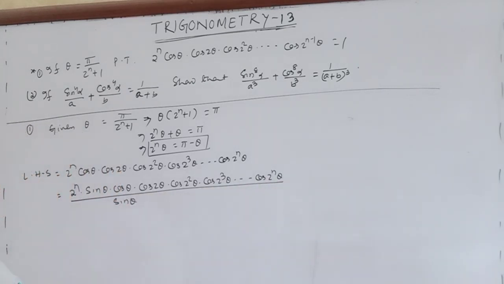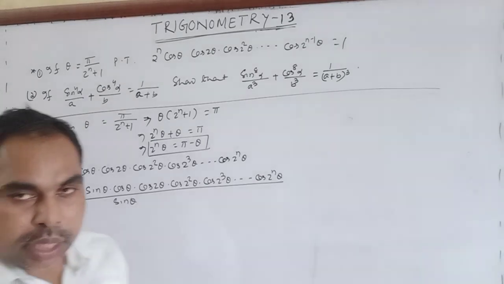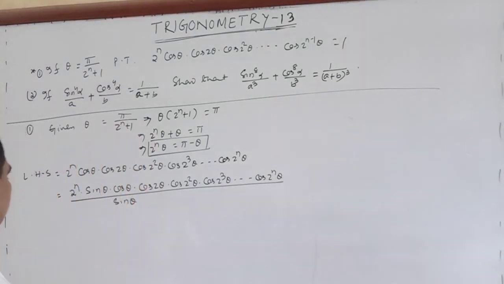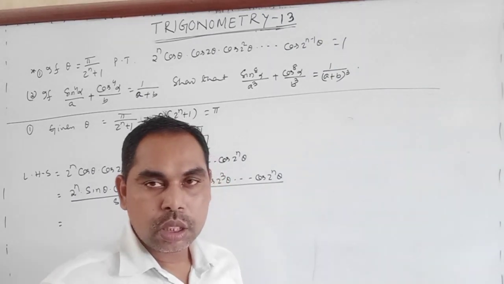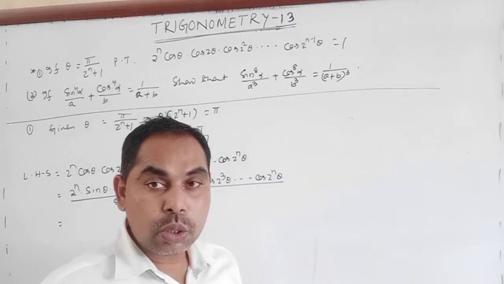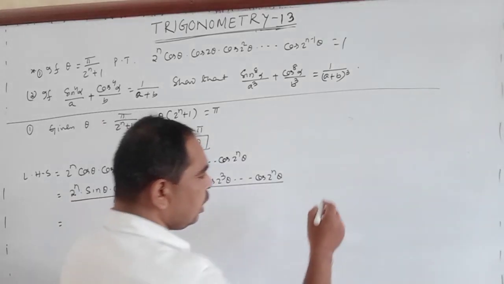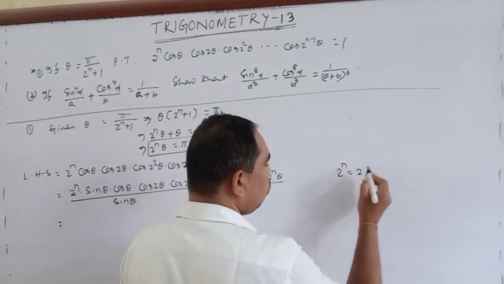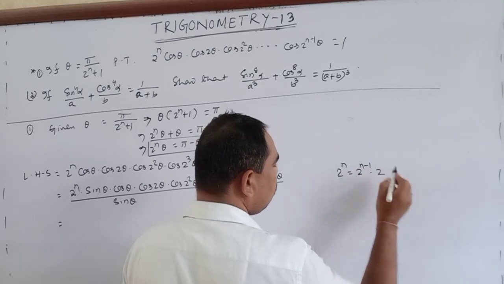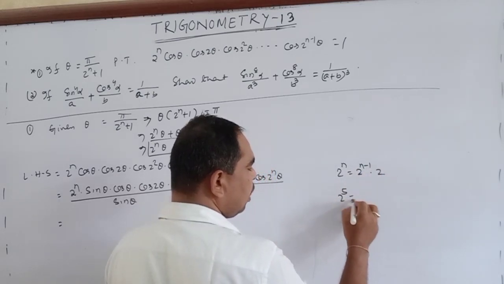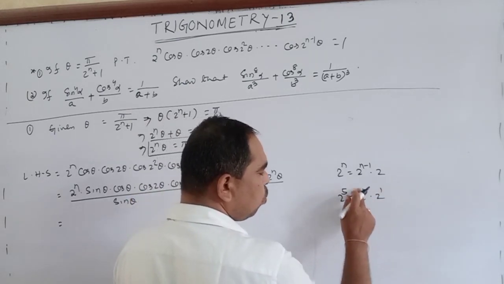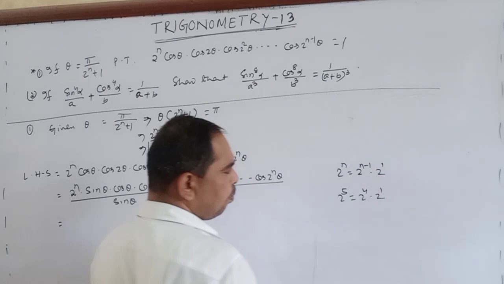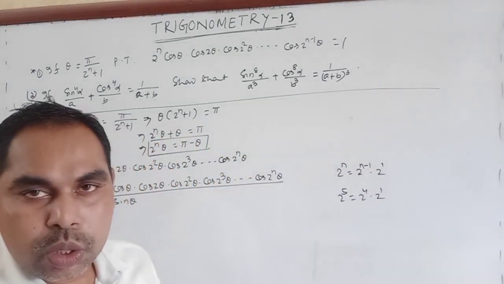Multiplying both numerator and denominator by sin theta, this is equal to 2 to power n, which means 2 to power n minus 1 into 2. Check it again: 2 to 5 means 2 to 4 into 2, so 4 plus 1 is 5. Here also the same: 2 to n means 2 to n minus 1 into 2.